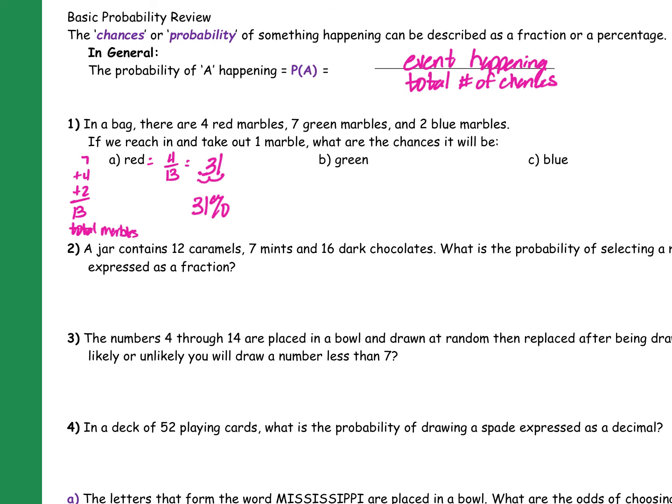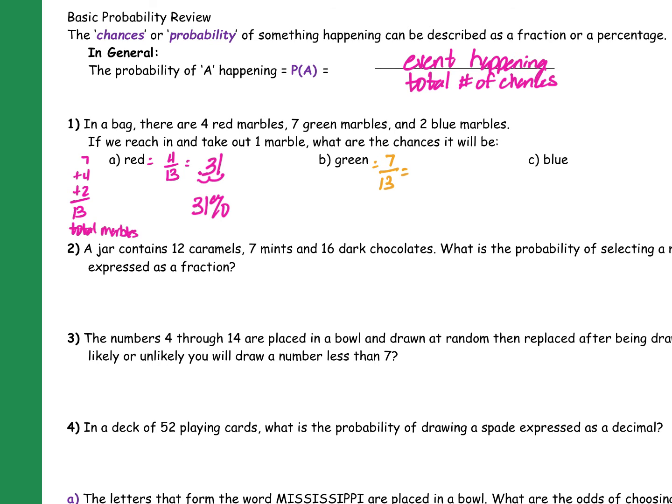Okay, so let's do blue now. How many blue marbles do I have available? 2. So I'm sorry, I read green and said blue. How many green marbles do I have? 7. Okay. 7 over 13.